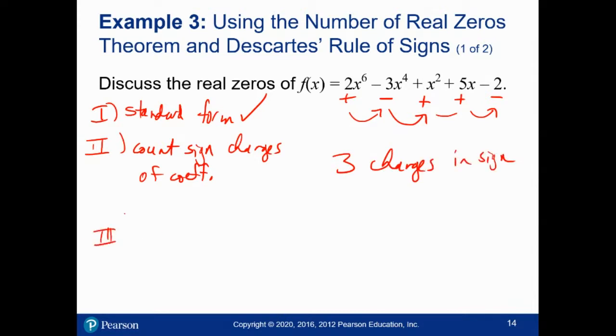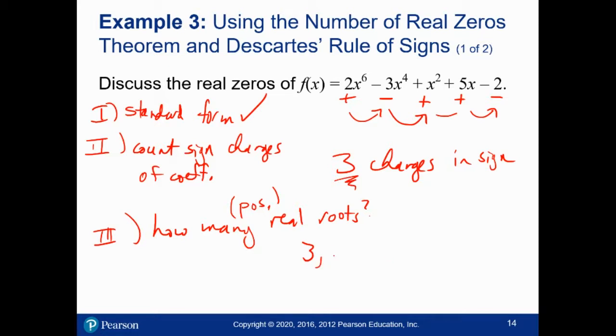So how many real roots? How many positive real roots? It could be 3 because of that 3, but I can also be off by 2. The good news is I can be off by having fewer. So instead of 3, I maybe have 1.